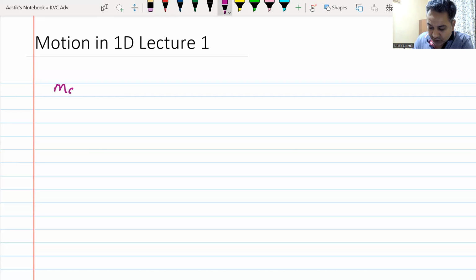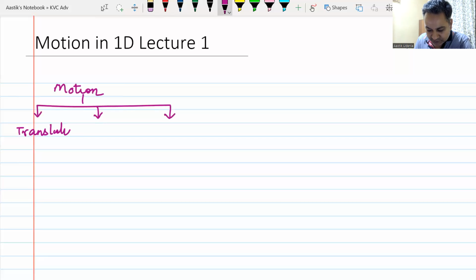Quickly, we will go. When I talk about motion, this motion can be subdivided into three categories. You don't have to note it down, you just have to see it. The first is translational motion. Do you understand the meaning of translational motion? Yes. One is translational, the other one is rotational. What is the third one then? It's a combination of translational plus rotational.